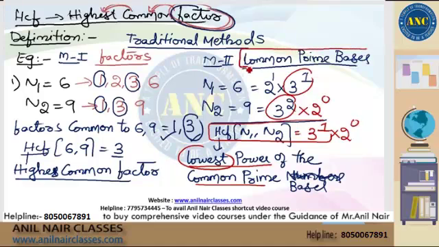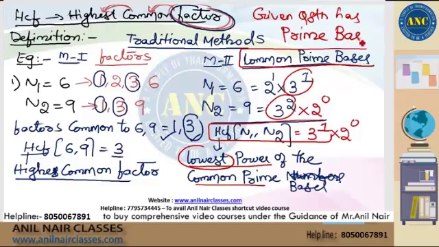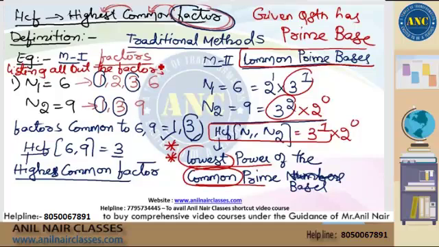If the given question has prime bases, use this concept of the lowest power of the given common prime bases. Underline the important keywords: common prime bases, lowest power of the common prime bases. Method 1 is listing out all the factors. Method 2 is writing the number as a power of prime bases and doing it. This is just the beginning; you will see close to 20 to 25 problems based upon this concept.